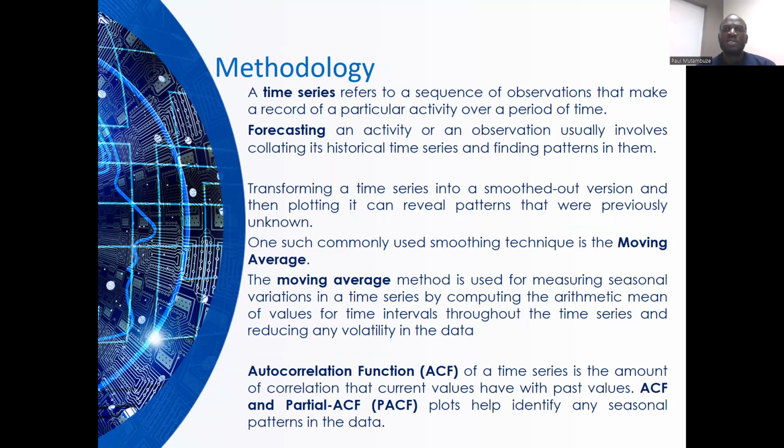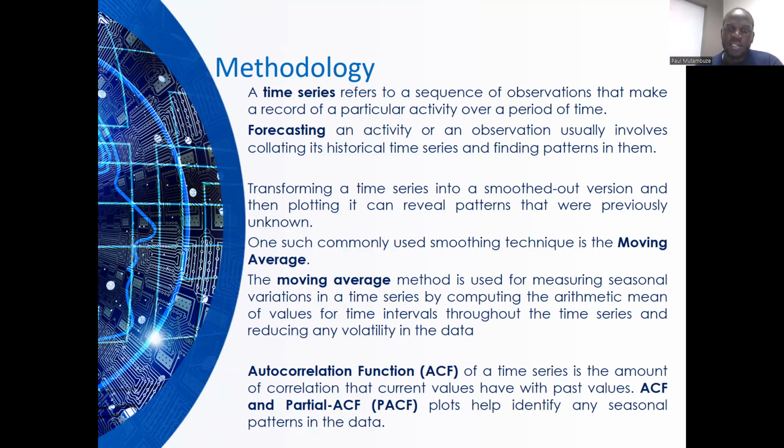Transforming a time series into a smoothed out version, then plotting it, can reveal patterns that were previously unknown. One such commonly used smoothing technique is the moving average. The moving average method is used for measuring seasonal variations in the time series by computing the arithmetic mean values for time intervals throughout the time series and reducing any volatility in the data.